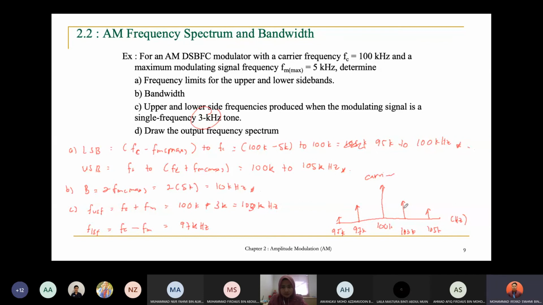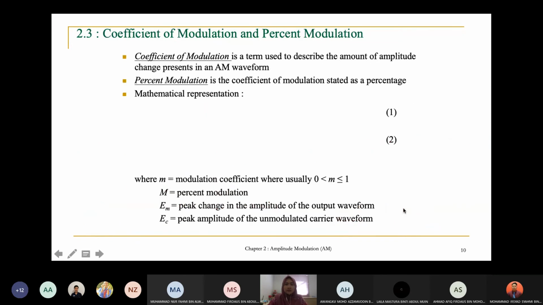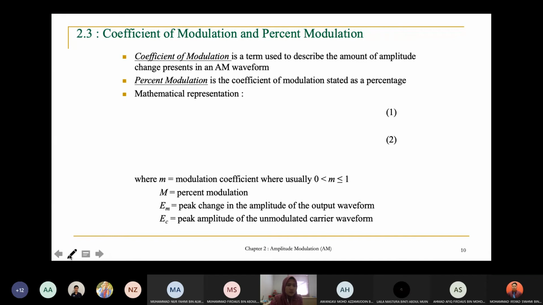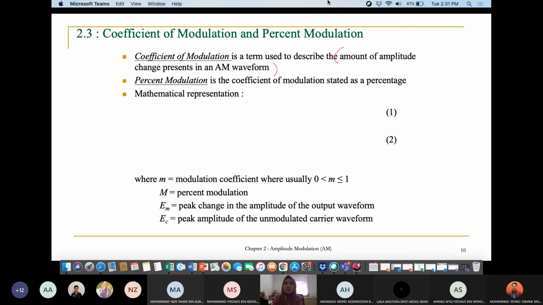Okay, so next we can proceed to the coefficient of modulation and percent modulation. So what is coefficient of modulation? Over here, coefficient of modulation is defined as the amount of amplitude change present in an AM waveform.